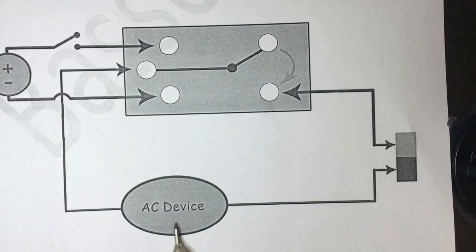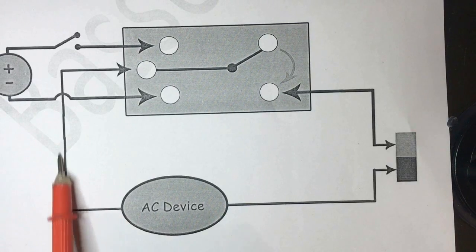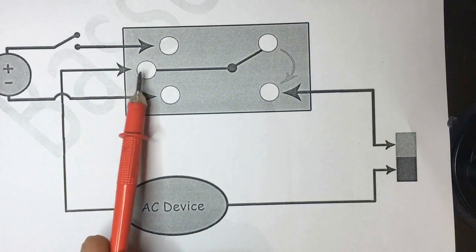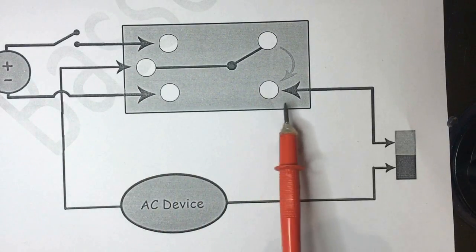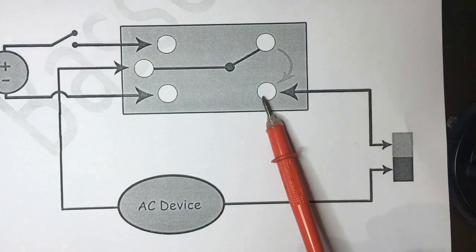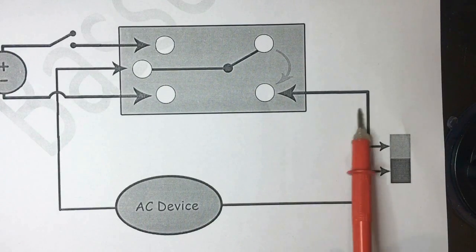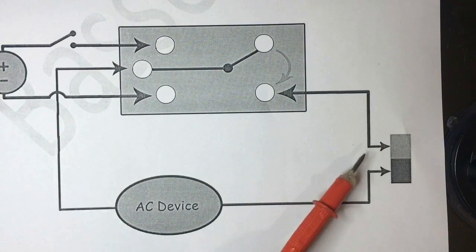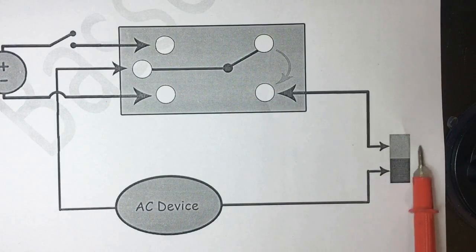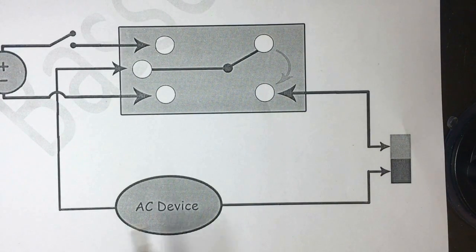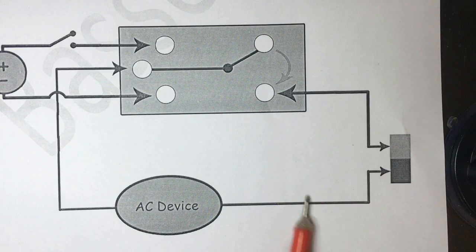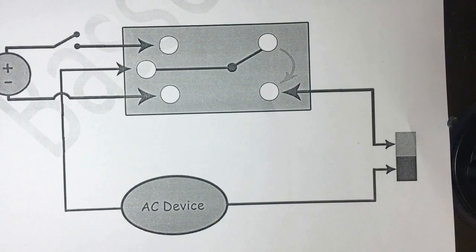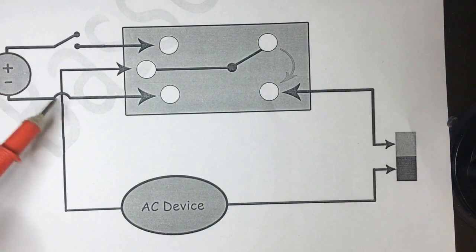Alright, so here we have our AC device. One terminal of this AC device is going to be connected to the common pin, and then we'll take a connection from the normally open pin to the AC plug here, which goes to the AC socket. Then the other terminal of the AC device is going to go directly to the AC socket through the AC plug. And here we have a 5 volts DC supply.